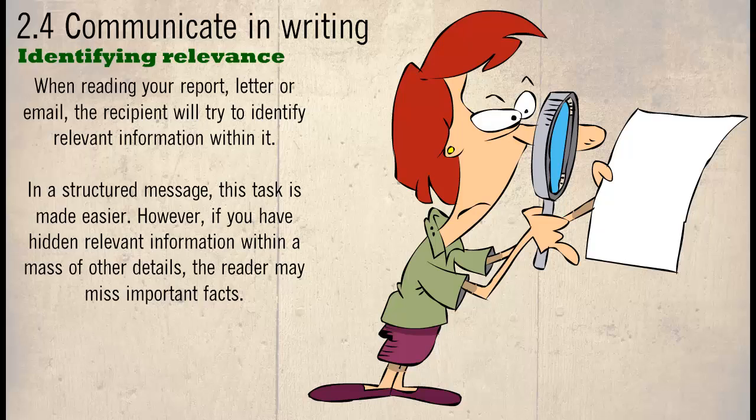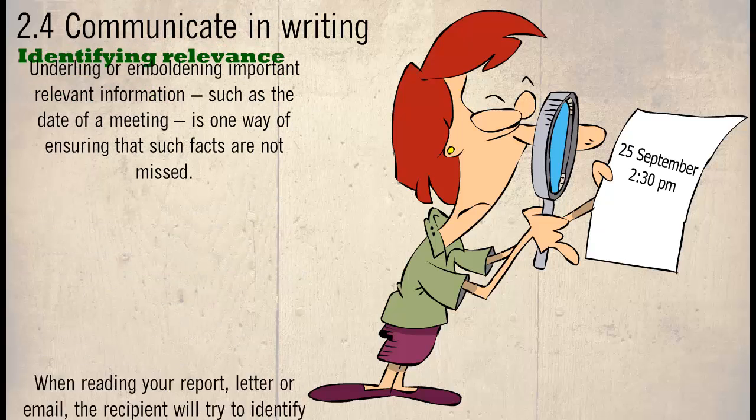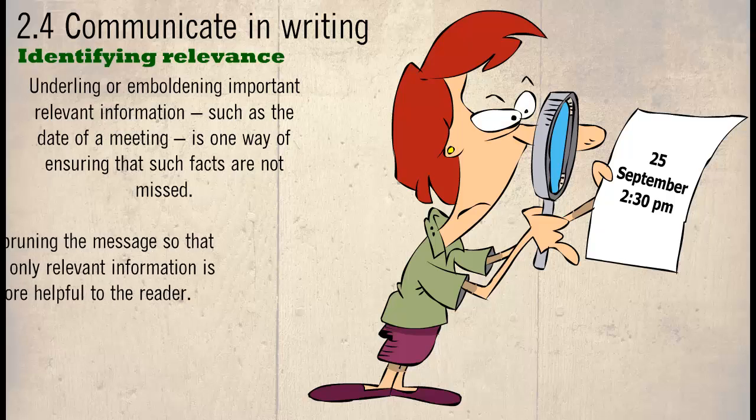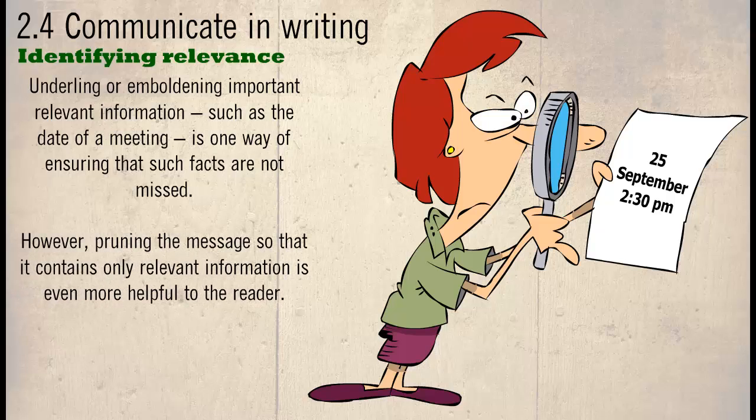However, if you have hidden relevant information within a massive array of details, the reader may miss important facts. Underlining or bolding important relevant information, such as the date of a meeting, is one way of ensuring that such facts are not missed. However, pruning the message so that it contains only relevant information is more helpful to the reader.